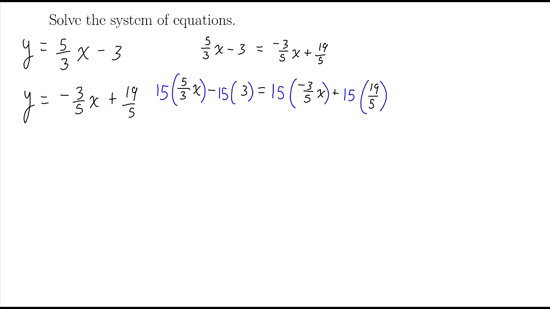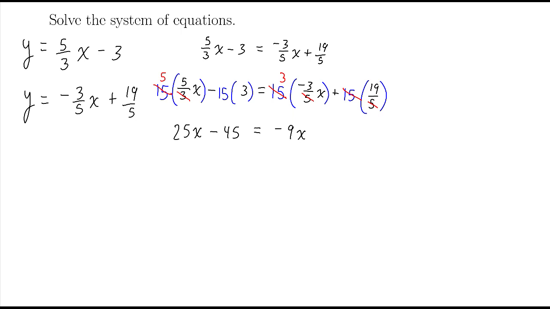Remember, whenever you're multiplying a whole number or an integer by a fraction, you can divide by the denominator first and then multiply by the numerator. That actually works out better in this scenario. 15 divided by 3 is 5. 5 times 5x would give me 25x. 15 times 3 is going to be 45. 15 times -3/5x, well, divide 15 by 5, you get 3. 3 times -3x is -9x.